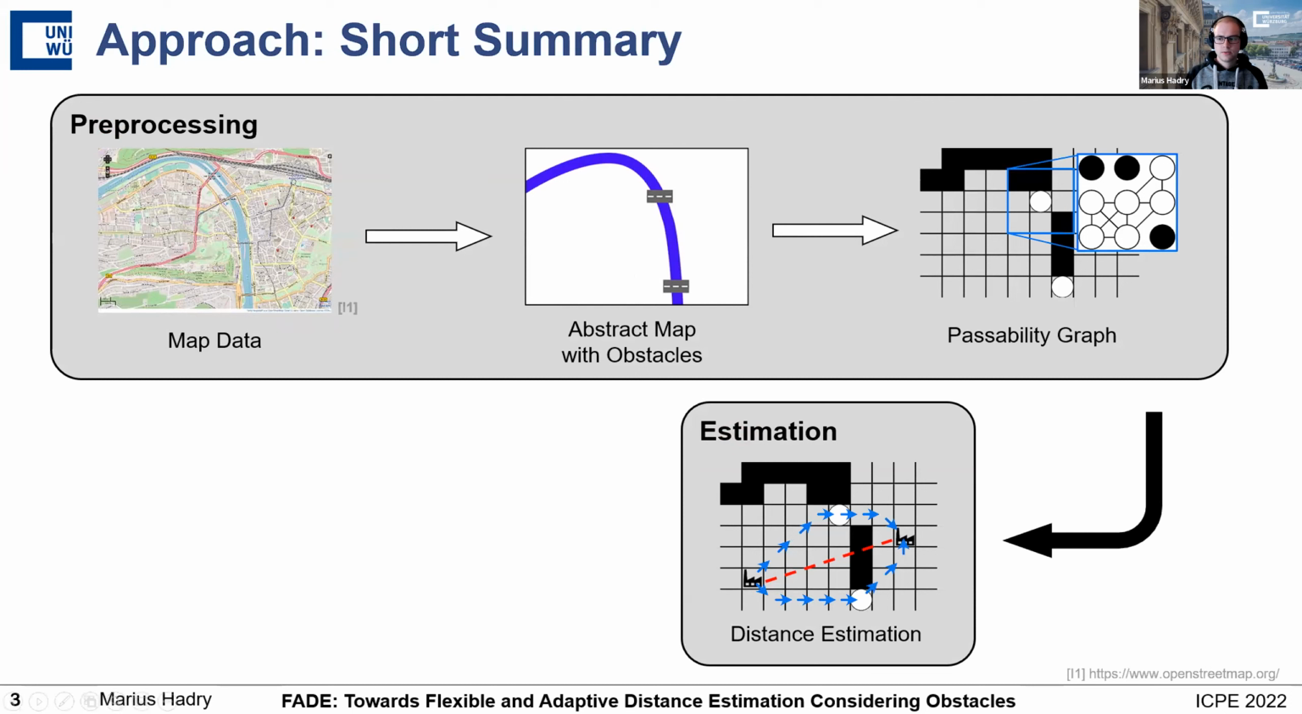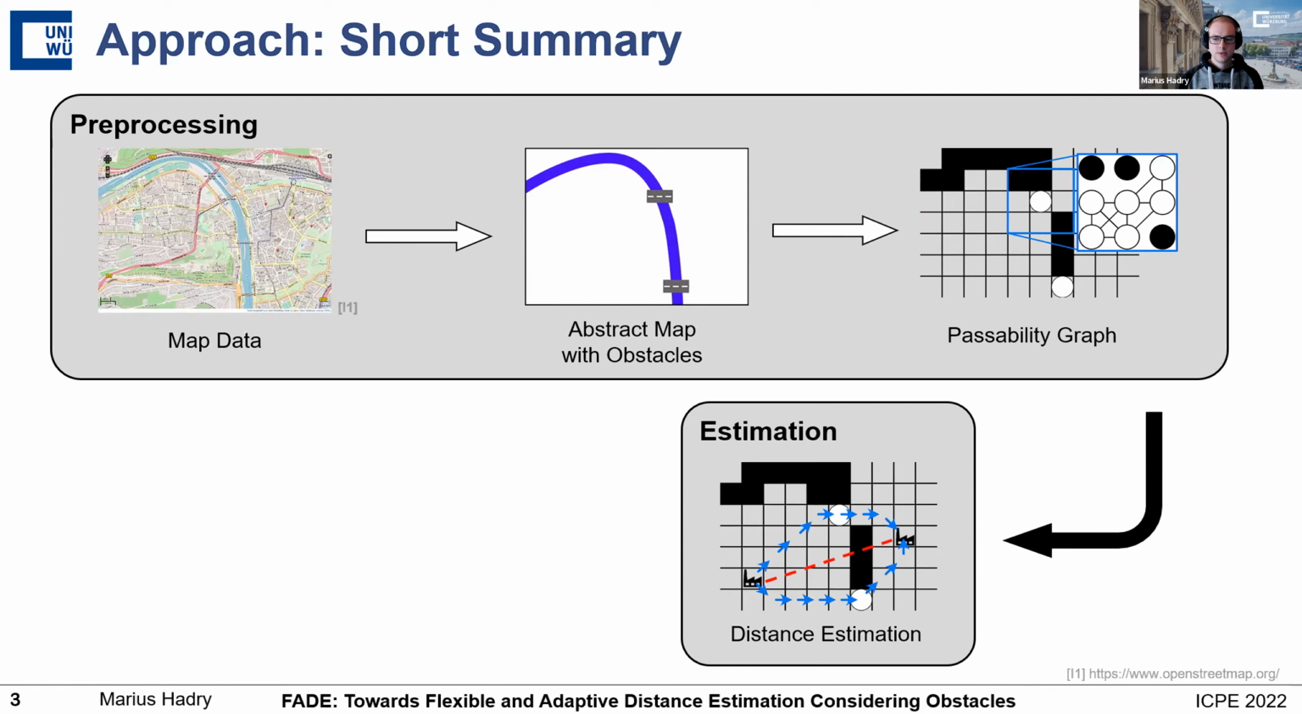During the pre-processing phase, we start with collecting detailed map data. In our case, we used OpenStreetMap data because it is freely available. This data is then filtered, so only the data relevant for our use case remains. We only considered water areas and bridges, hence we can see here there's only the river remaining and the bridges that are usable by cars or other vehicles. And this abstract map was then the base for the next step, where we create a passability graph.